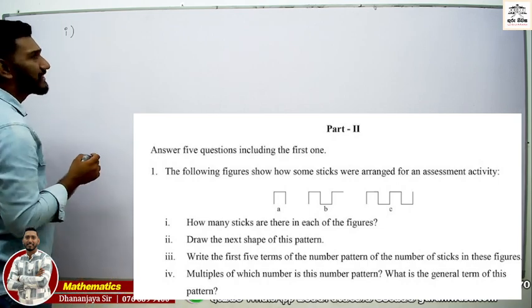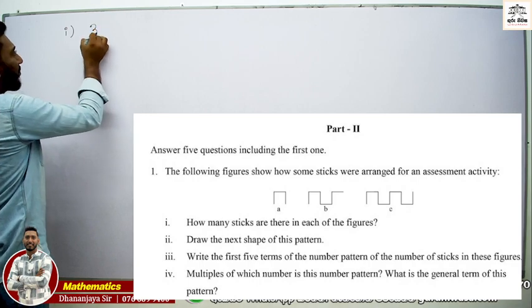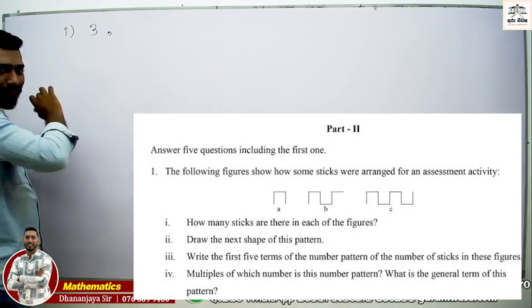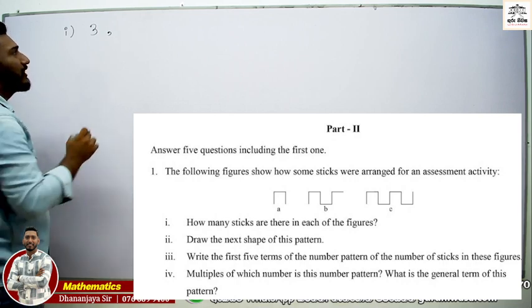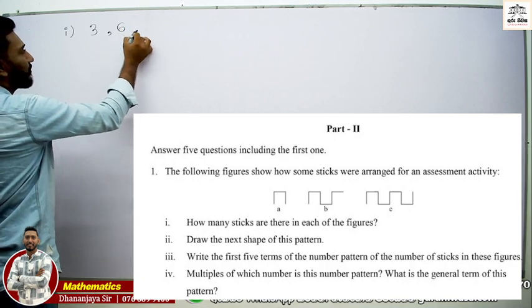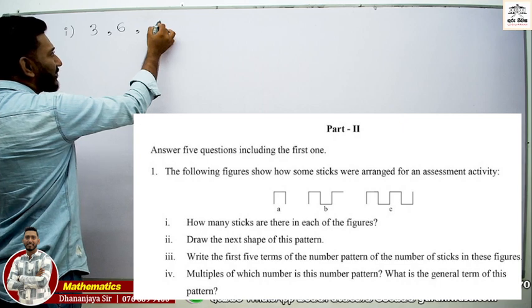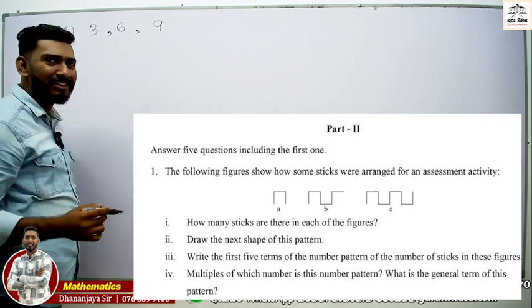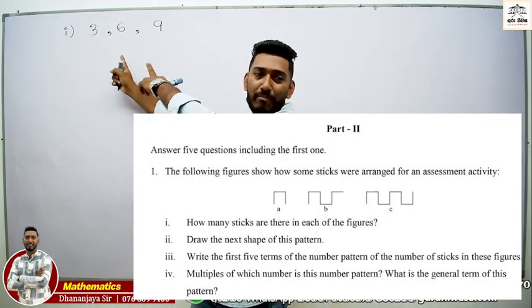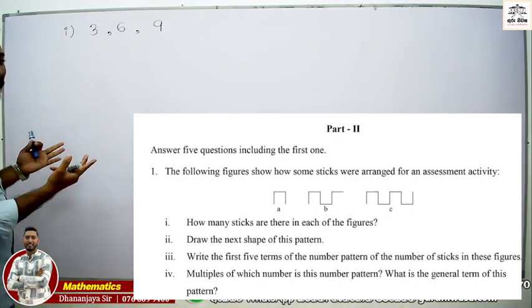Very easy thing. 3. Yeah, 3. And the second one? Hurry up. 6. Are you sure? 6. Yeah, 6. And next one? 9. 9, right? 3, 6, 9. Now this one we call multiples of 3. 3 times, very easy, right?